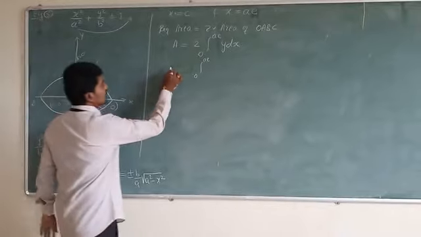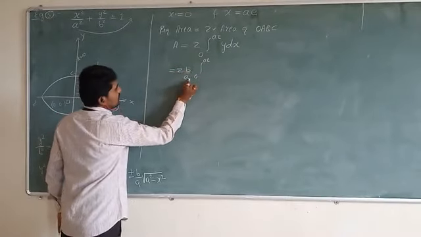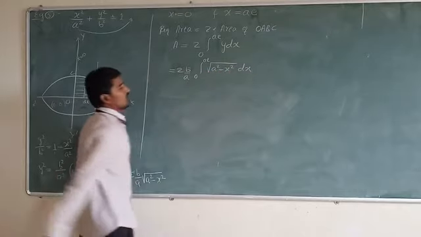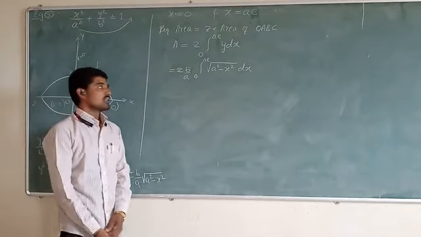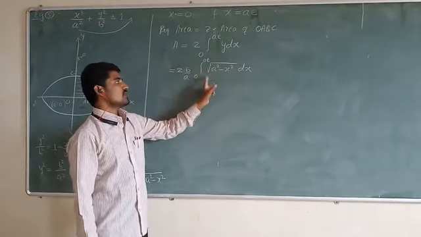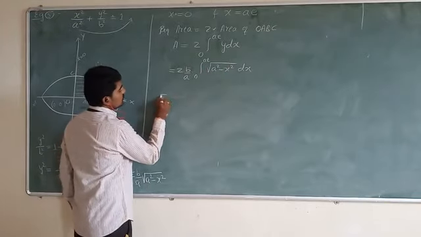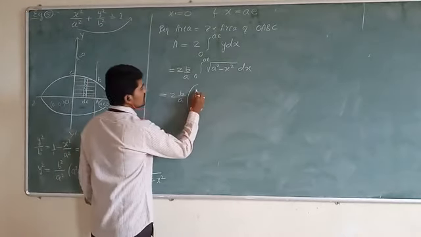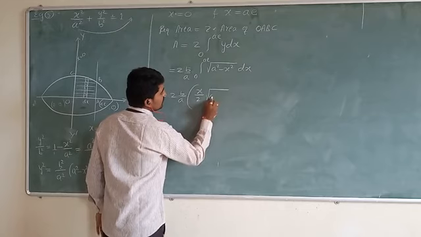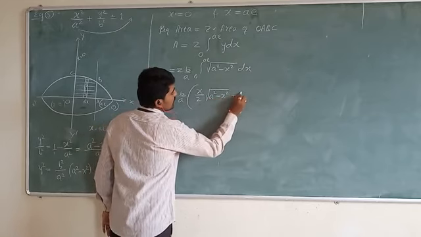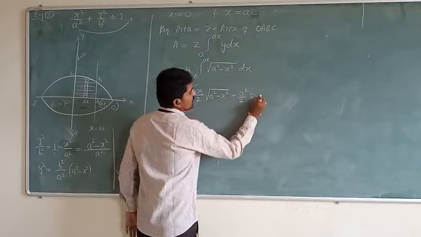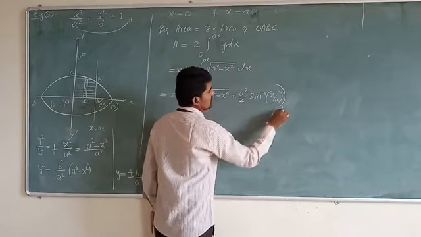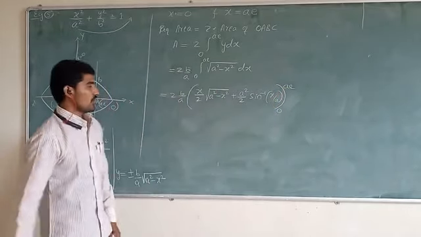which is a constant taken outside the integral. So 2 times b by a into the square root of a square minus x square with respect to x. I hope all of you understand. Just apply the formula for integration of square root of a square minus x square. Already known. So 2 times b by a into the integration of square root of a square minus x square, which is x by 2 into square root of a square minus x square plus a square by 2 into sin inverse of x by a, over the limit 0 to ae. I hope all of you understand.